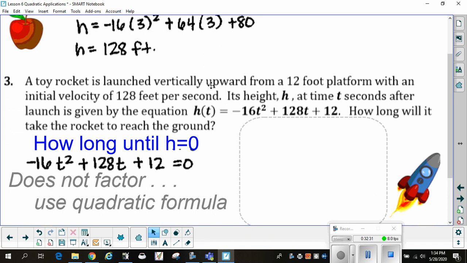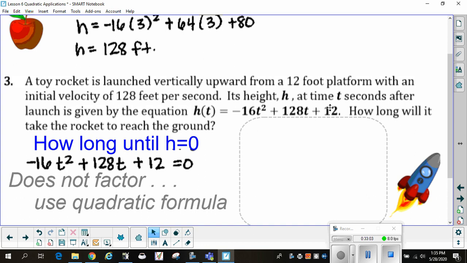a toy rocket is launched vertically upward from a 12-foot platform. There's my 12, with an initial velocity of 128 feet. There's my initial velocity. Its height, h, at time t seconds after launch is given by the equation h of t equals negative 16t squared plus 128t plus 12. The negative 16 again has to do with the gravitational pull of the Earth in terms of feet per second. 128 was our initial velocity and 12 is the height of the platform.